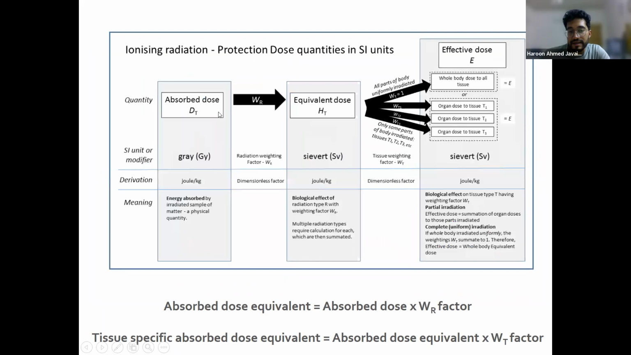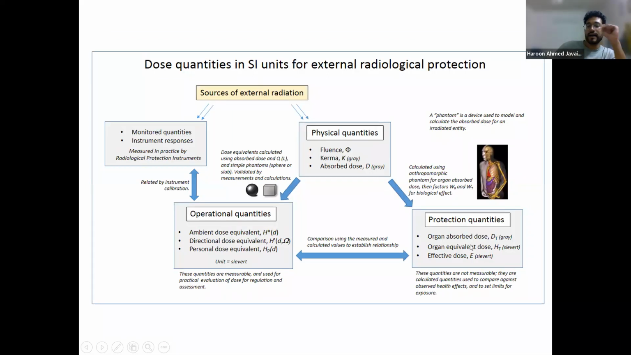All of these units that you learned about earlier are in terms of protection. These quantities are not measurable. They are calculated quantities used to compare against observed health effects. Basically, they have these synthetic models that resemble the structure of normal organs, and then they calculate the dose on that, and compare the dose to its adverse effect on the biological substance. I hope you understood something, because I have no other idea.